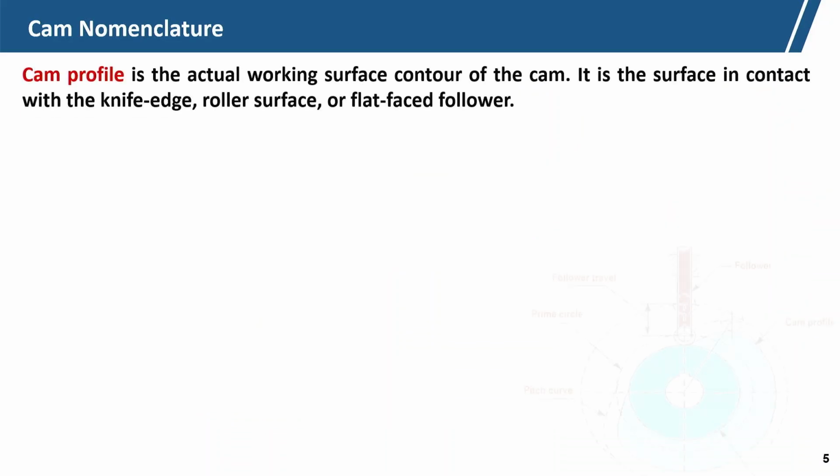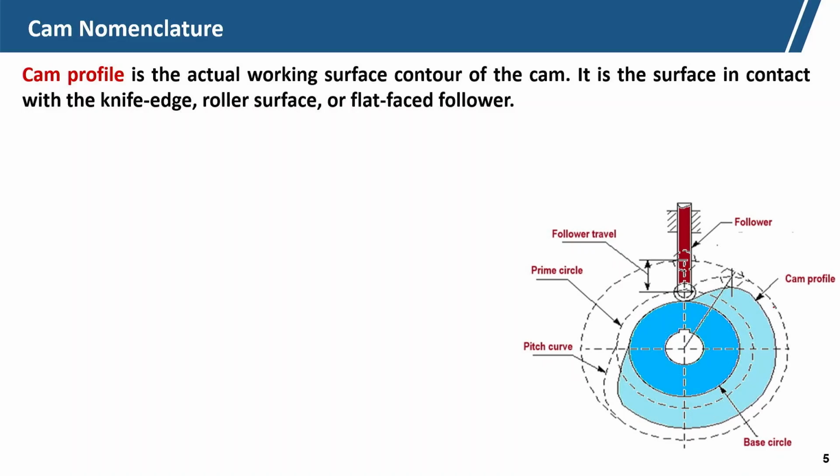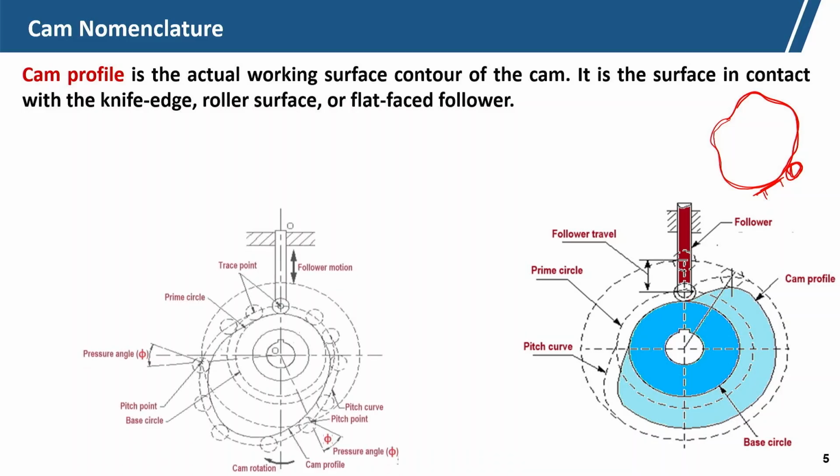Now, cam profile. You can see this is the cam profile, the actual working surface contour of the cam. So, if we have a cam, this profile is known as the cam profile. It is the surface in contact with the knife edge. If a knife edge follower is there, that is the surface contact point, or a roller surface or flat surface. If it is a roller follower, that is the actual surface contact point, and that profile is called the cam profile.